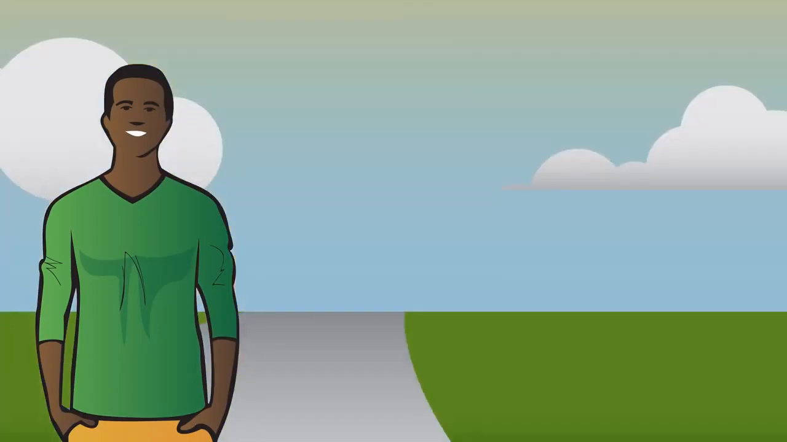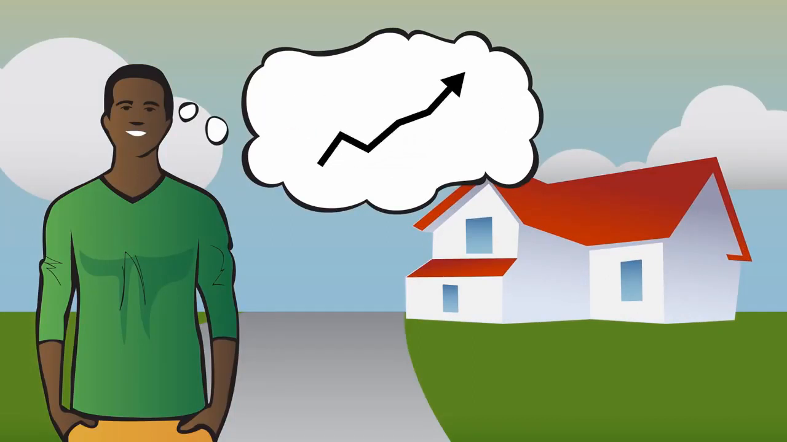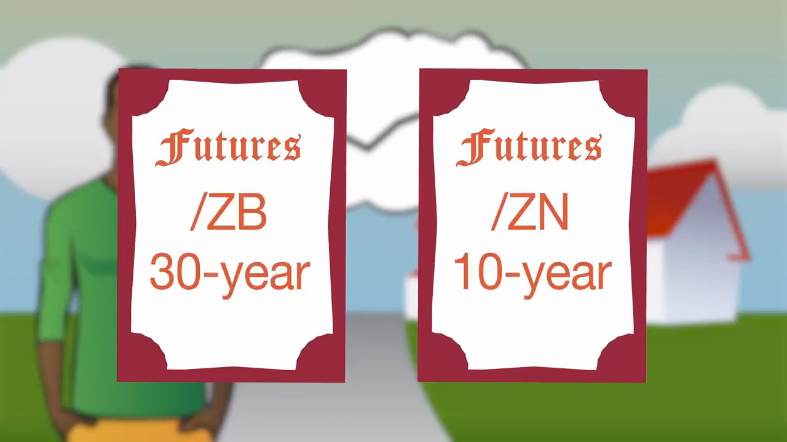Now, let's look at how this might work for individuals. Say you're looking to buy a new home in a year, and you're afraid interest rates might rise and increase your mortgage payment. You could offset a potential interest rate increase by trading interest rate futures, such as the 30-year U.S. Treasury bond or 10-year Treasury note, depending on your time horizon.